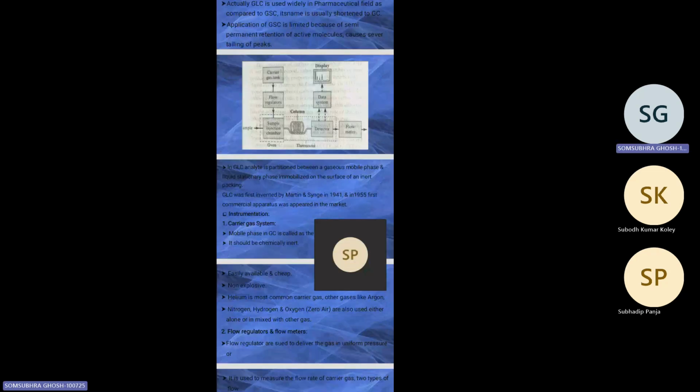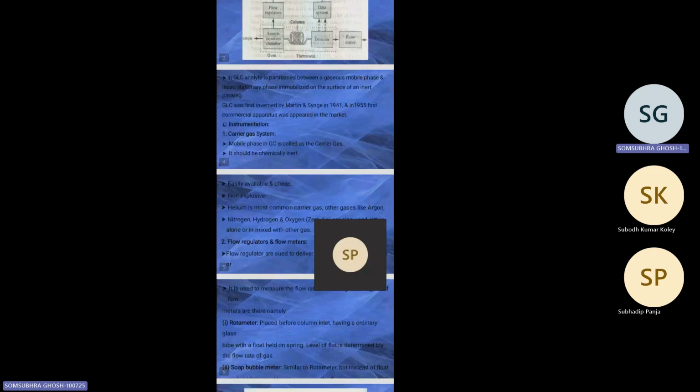So what are the components of the GC? In the third slide, in the block diagram, you can find the carrier gas, then the flow regulator and flow measurement also available, then sample injector, then column, detector and recorder. These are the 5 major components of gas chromatography. We will be discussing one by one very quickly.